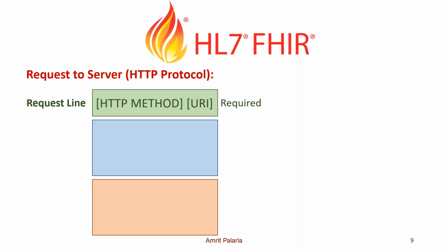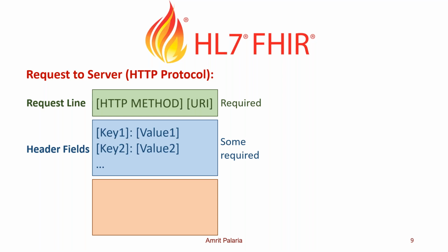One of the components is a request line, and it's a required component. In this one, the HTTP method basically tells the server what it has to do. And the URI tells it, like we discussed in the last slide, exactly which resource you are talking about. URI stands for Uniform Resource Identifier. So it's saying this is the resource that you are going to act upon. The other component of the request that you send to a server using HTTP is header fields. Some of these header fields are required, not everything is necessarily needed. There's several of them that you can use.